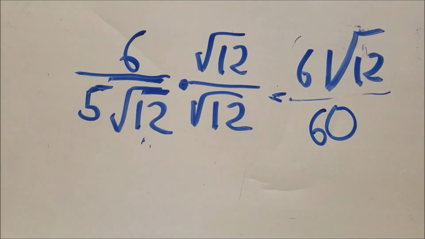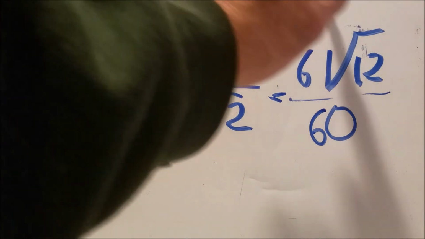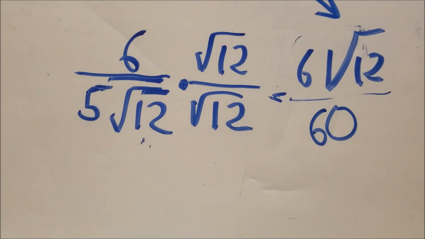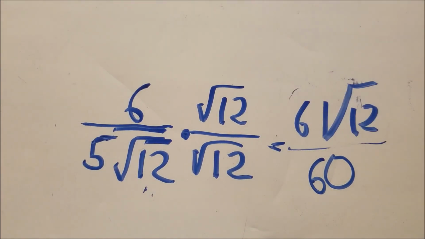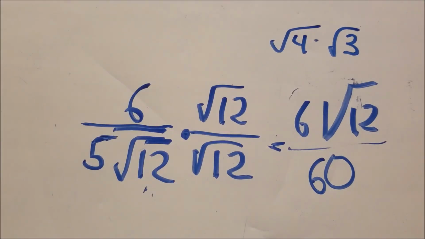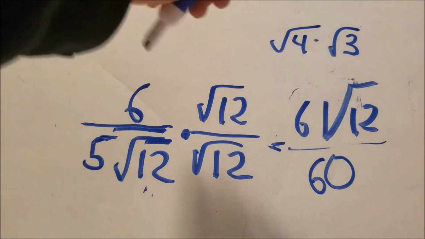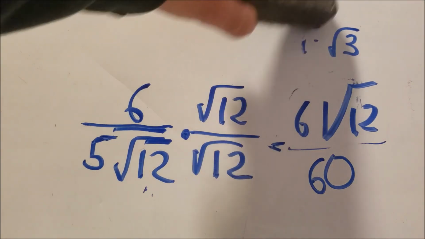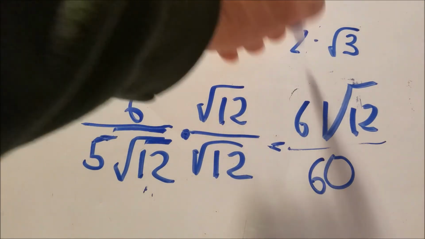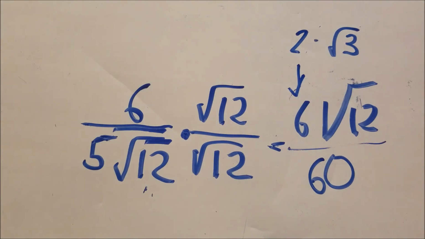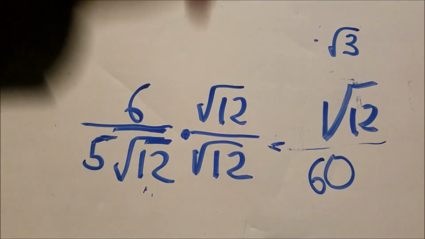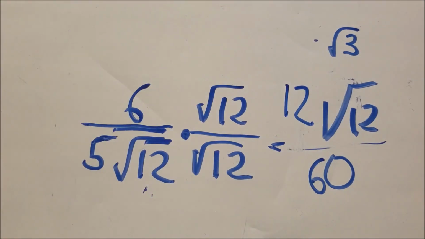Okay, well, we have that. But now let's look at the square root of 12 here. We can break that down actually. Square root of 12 is the square root of 4 times the square root of 3. And the square root of 4 is 2. So we have 2 square root of 3. And we already had 6, so 2 times 6 is 12. So we have 12 square root of 12 over 60.